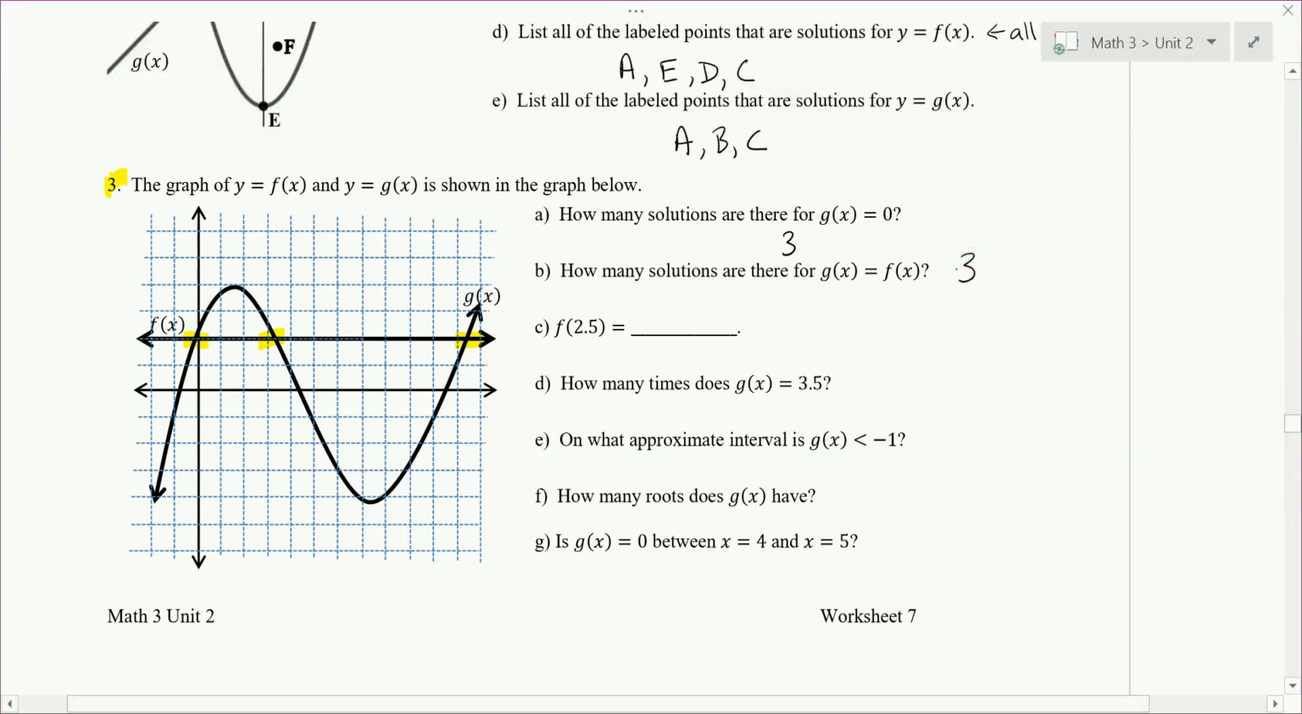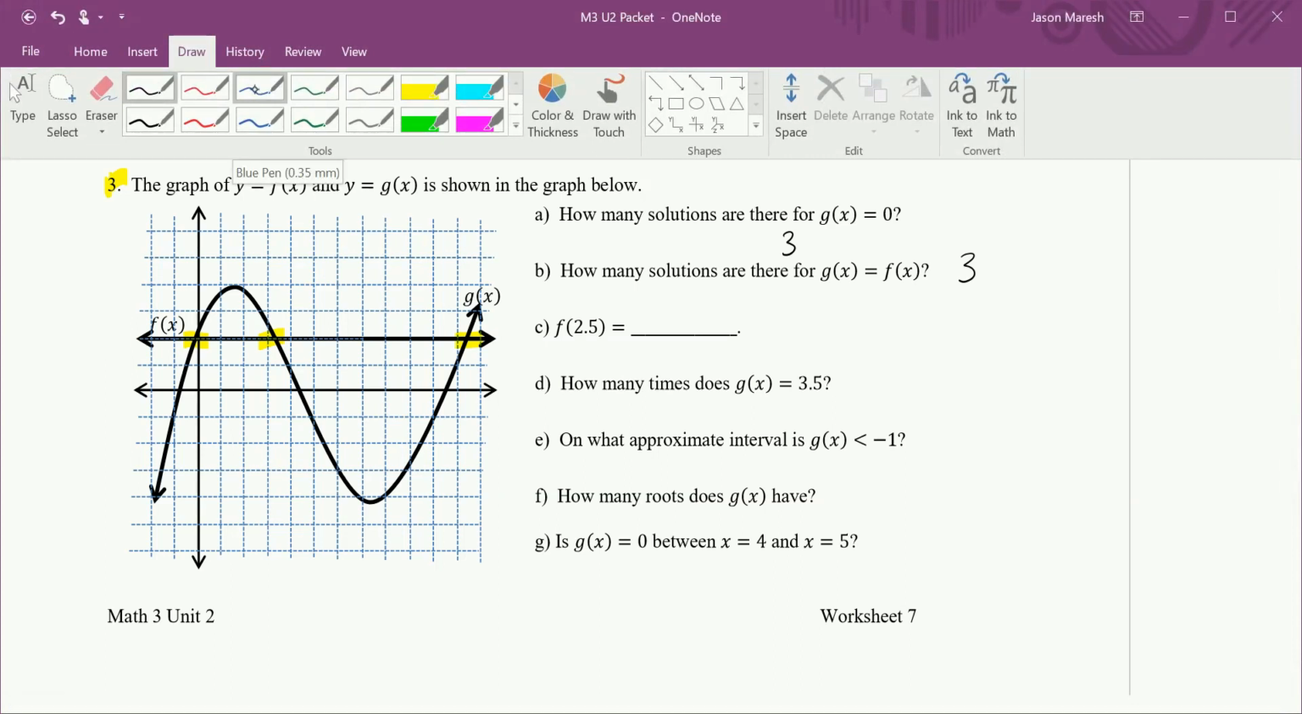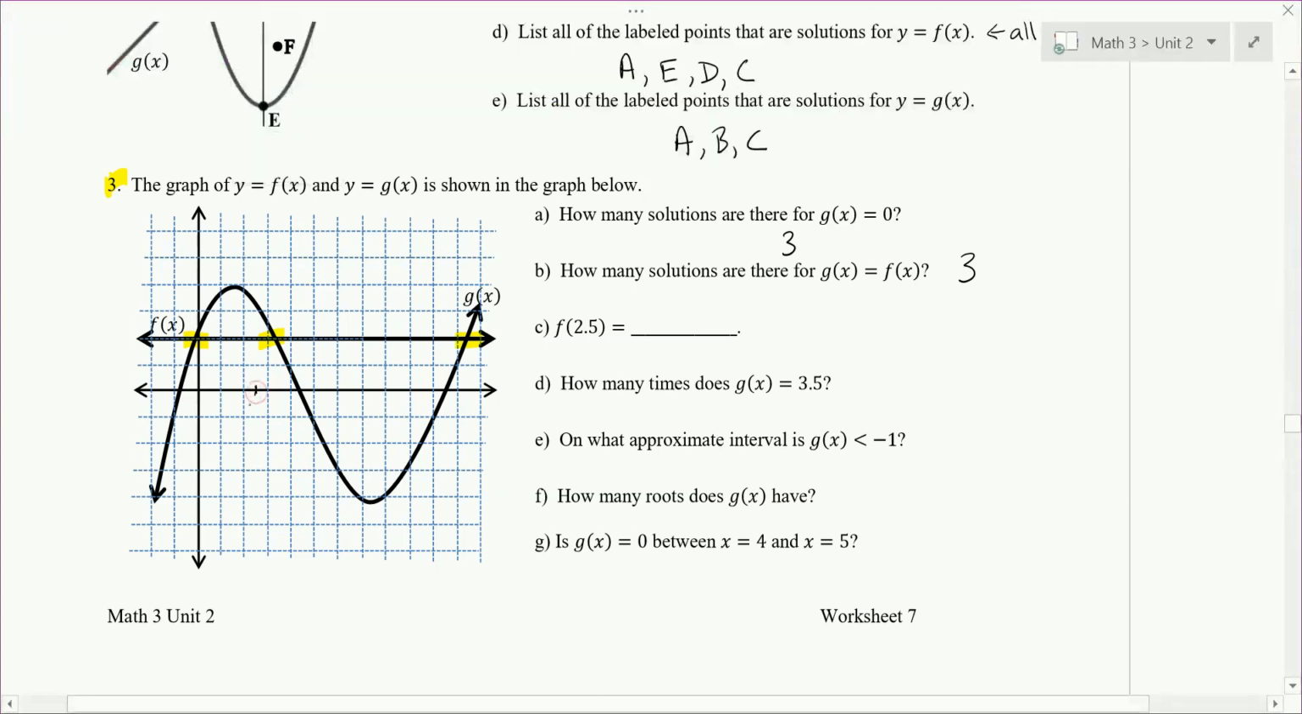Part C is asking us to evaluate f of 2.5. So if we go to 2.5 on the x-axis, about right here, and look at what's the value of f. Because f is constant, f is always going to have a y value of 2, so this is a pretty easy one. It doesn't matter what you plug in for f, you're going to get 2 for an answer no matter what. D, how many times does g of x equal 3.5?